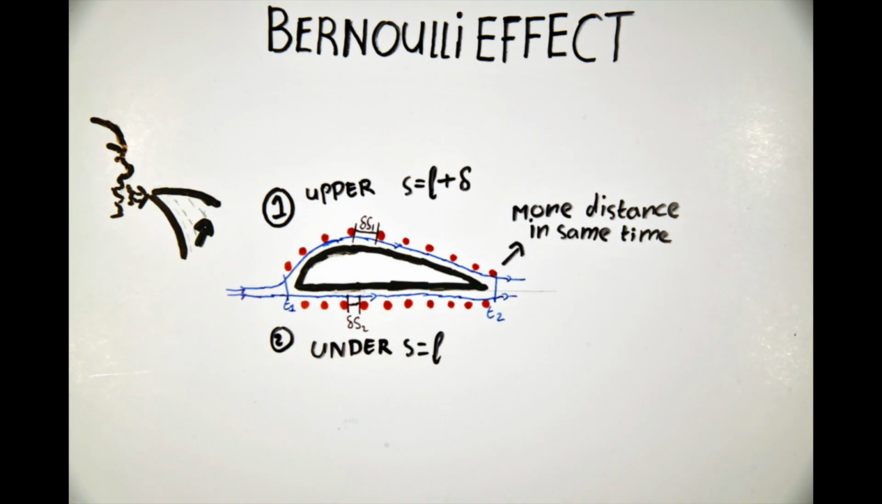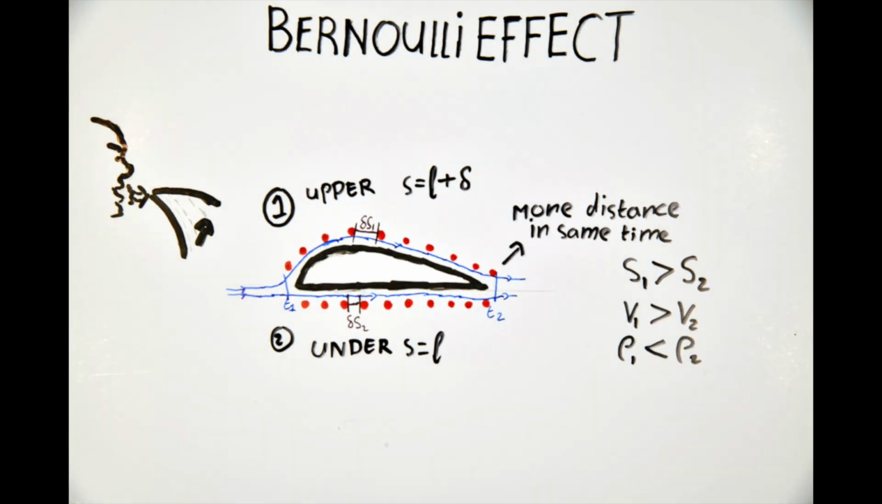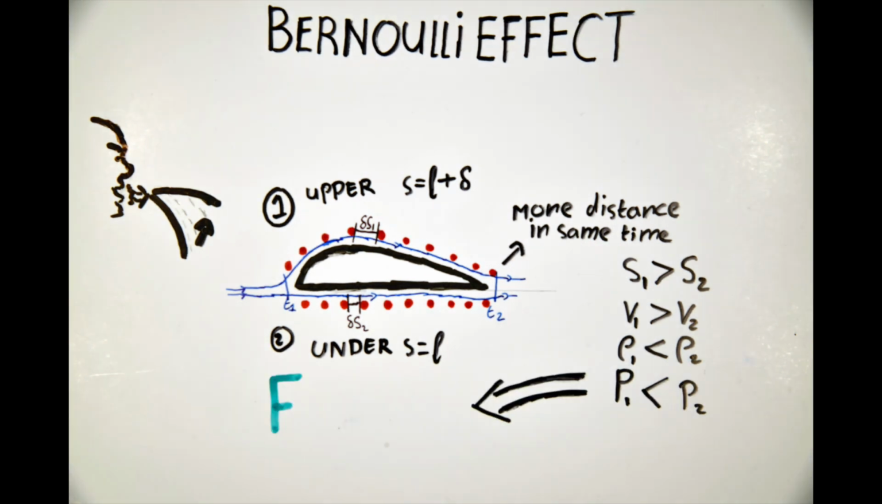In summary, because the air has to travel a longer distance above the wing than under the wing, the velocity on the wing is larger than under the wing. Therefore, the density on the wing is smaller than under the wing. And therefore the pressure on top of the wing is smaller than below the wing, and this gives a pressure upwards.